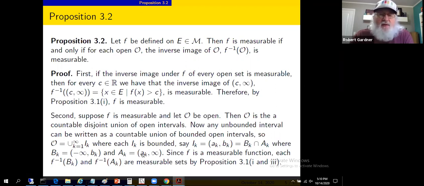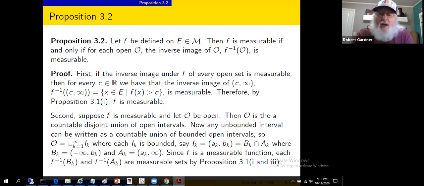Why drag these into the conversation? Because of the definition of measurable function. I know what inverse images of those things look like. So if we can take set O and write it in terms of these things, and we know their inverse images are measurable, we'll conclude that O has an inverse image which is measurable. Since f is a measurable function, the inverse image of B sub k and A sub k are both measurable sets. That's the definition of measurable, proposition 3.1, parts 1 and 3.